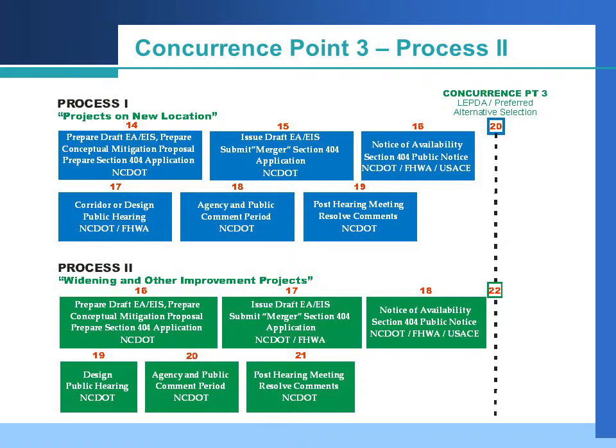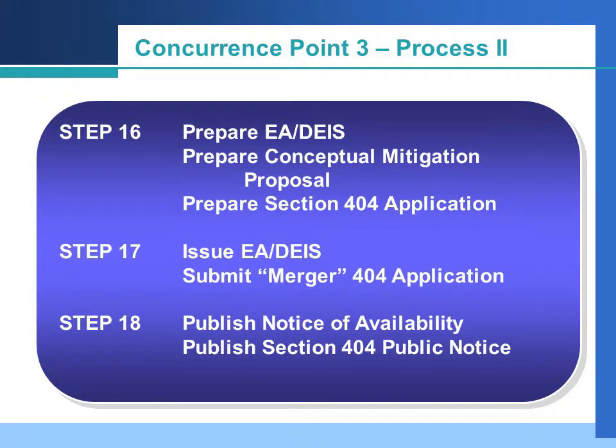Now we will review the steps required from Concurrence Point 2.2a to Concurrence Point 3 for Process 2. The steps for Process 2 are essentially the same steps as Process 1. Step 16 includes preparation of the EA-DEIS, the Conceptual Mitigation Proposal, and the Section 404 application. Step 17 includes issuing the EA-DEIS and submitting the Merger 404 application. This is a preliminary application that allows the U.S. Army Corps of Engineers to initiate the public notice process. An updated final Section 404 application will be submitted at a later time.